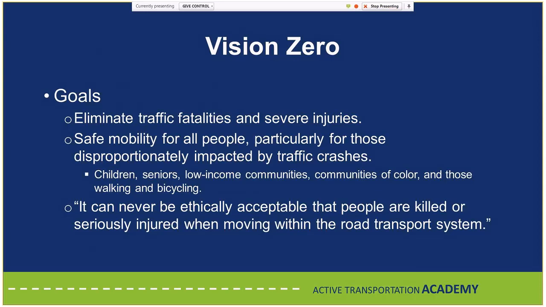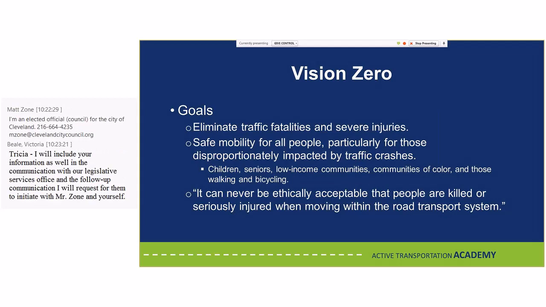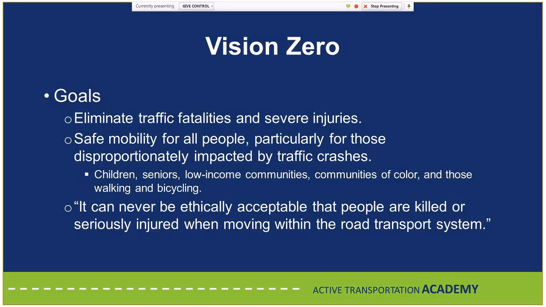So the overarching goal of Vision Zero is to eliminate traffic fatalities and severe injuries. It focuses on safe mobility for all people, particularly for those who are disproportionately impacted by traffic crashes, such as kids, seniors, low-income neighborhoods, communities of color, and people who are walking and biking. So one quote that they like to advertise is, "It can never be ethically acceptable that people are killed or seriously injured while moving within the road transport system." And this is a pretty strong statement, and it's not a statement that really has been made, historically, and we'll talk about that here in the next slide.